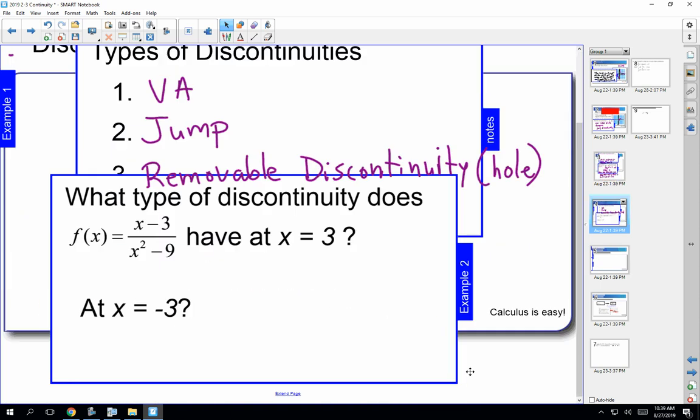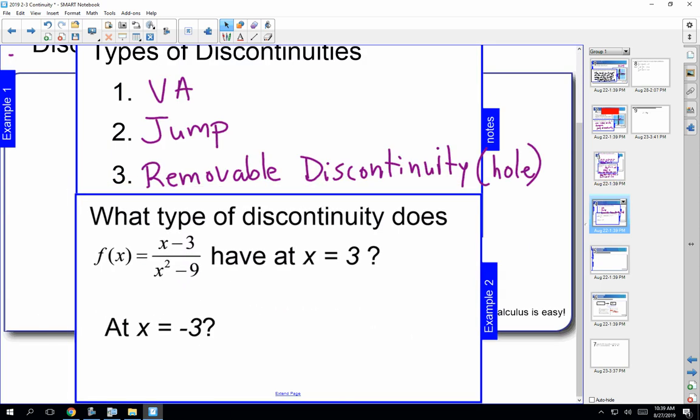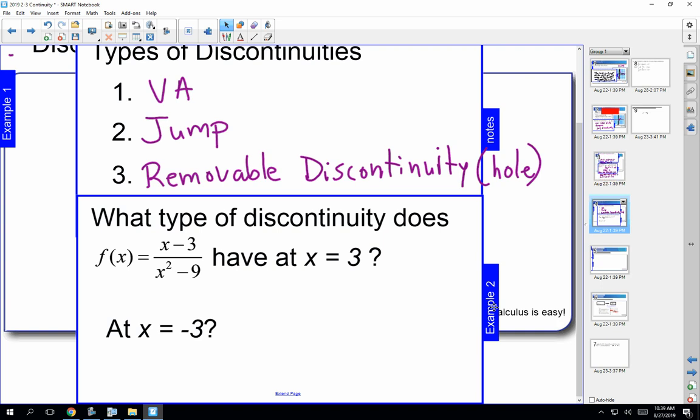Factor out. So here's our example of the third type. What type of discontinuity does (x minus 3) over (x squared minus 9) have at x equals 3? I don't know. Let's see. You've got to factor first. So go ahead and write down this function. We'll do it together. f of x equals (x minus 3) over (x squared minus 9).